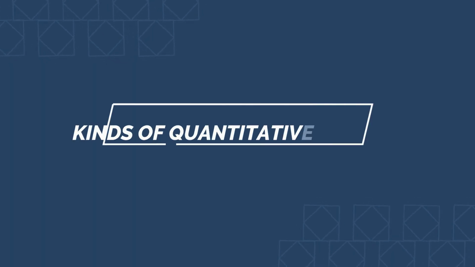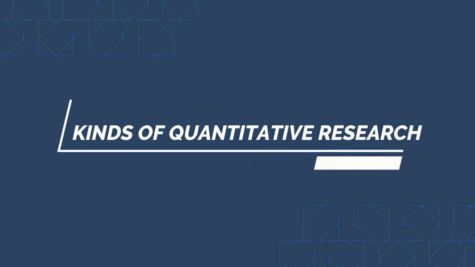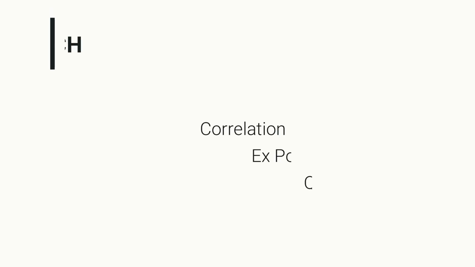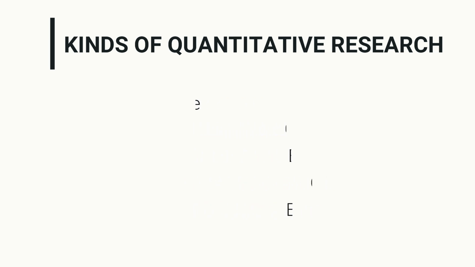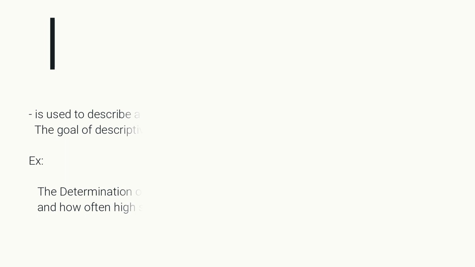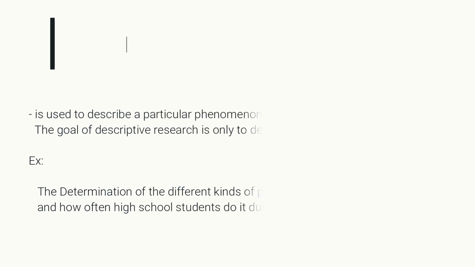Today we will be talking about the kinds of quantitative research. Most of the time, when we say quantitative research, it involves experiment or experimental design. However, quantitative research is a broad spectrum that can be classified into smaller and more specific kinds. It could be descriptive, correlational, ex post facto, quasi-experimental, and experimental. So, let us proceed to the definition of a descriptive design.